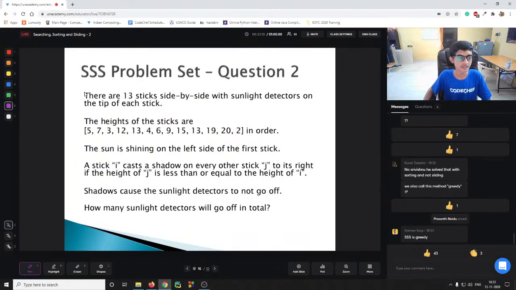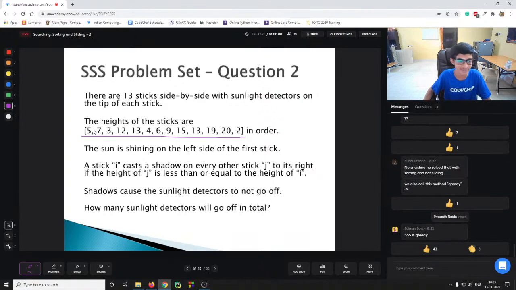So there are 13 sticks side by side with sunlight detectors on the tip of each stick. The heights of the sticks are these values. I don't want to read them out because it will take a bit too much time. So these are the heights of the sticks.